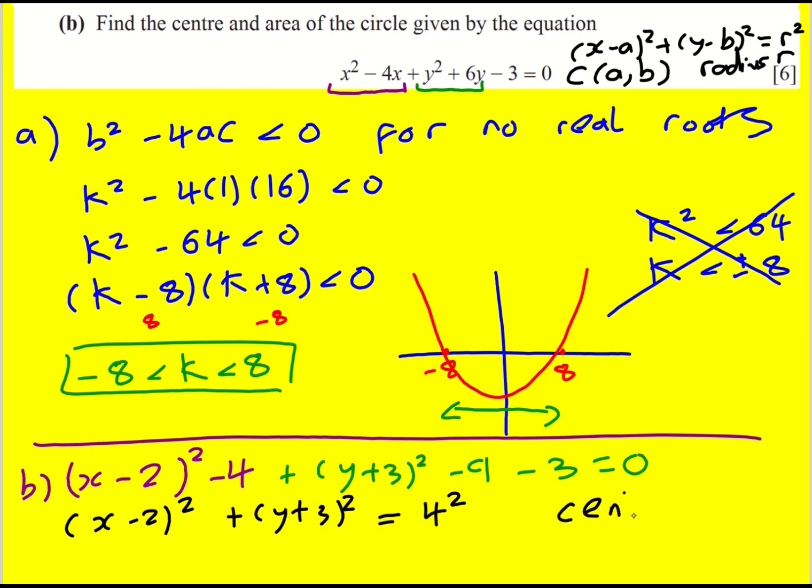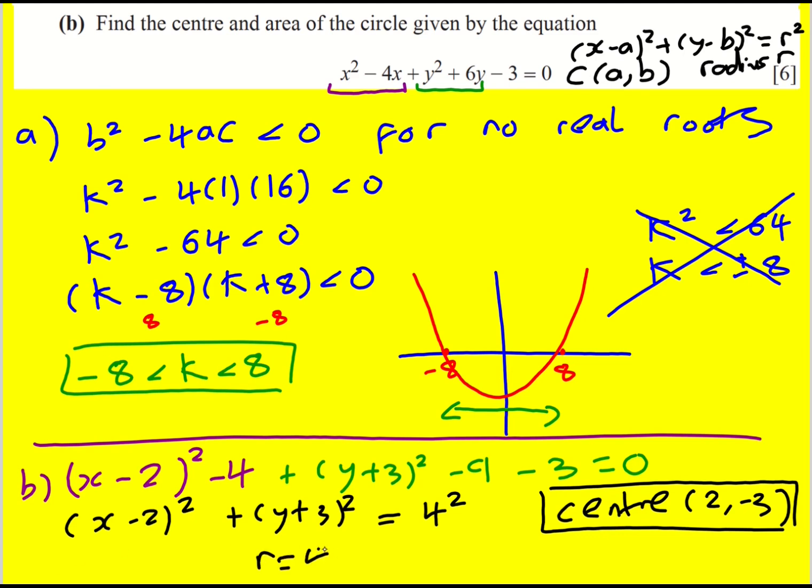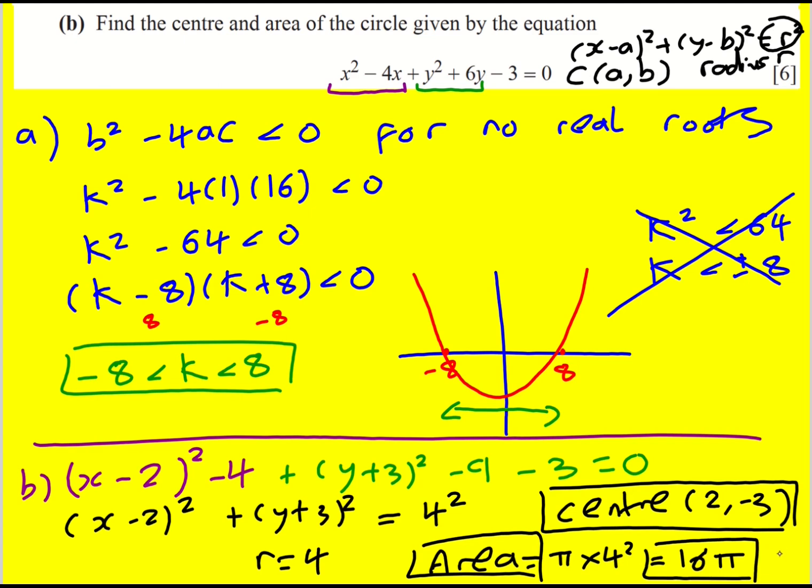Right, I've got my center, which is going to be (2, minus 3). Because remember, x minus a gives me a center a, so x minus 2 gives me a center x coordinate 2. And then the radius is equal to 4, because remember it's r squared here, which means the area is going to be pi times 4 squared, which gives me 16 pi. Yeah, you could write that to 3 significant figures, but I'm just going to leave it exact, I think. Well done.